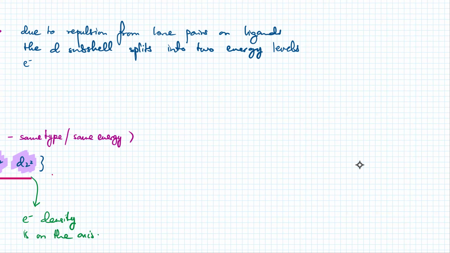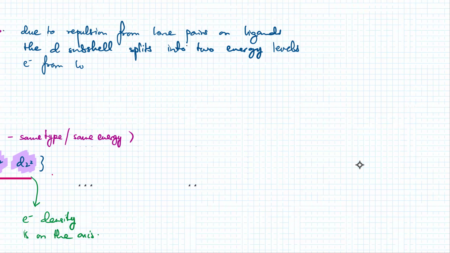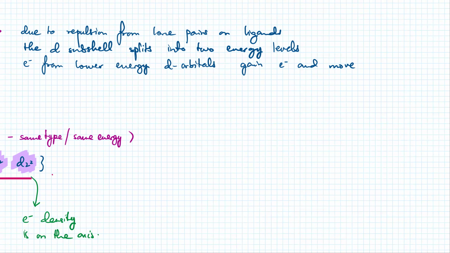Electrons from lower energy d subshell gain energy and move to high energy d subshell. Look at d orbital, not subshell. Subshell is the whole thing. Electrons from the lower energy d orbitals gain energy and move to higher energy.